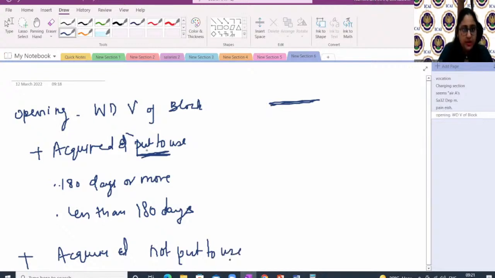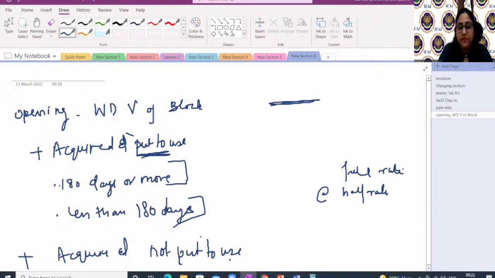But if I acquired it and put to use, 180 days or more, जिस साल मैंने acquired and put to use किया, was it used for more than 180 days or was it used for less than 180 days? Ma'am, why are we doing so? Because if an asset is used for less than 180 days, it would be depreciated at half rate of the rates which we discussed. If it was used for more than 180 days, it would be depreciated at full rate. If it is used for less than 180 days, depreciated at half rate. If it is used for more than 180 days, depreciated at full rate.